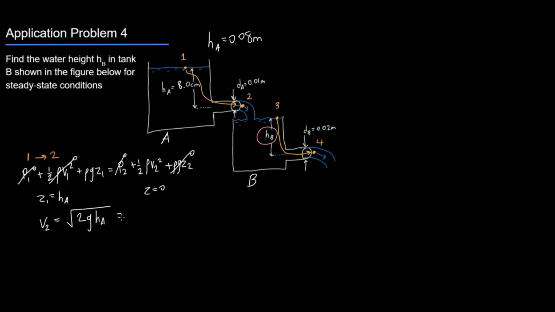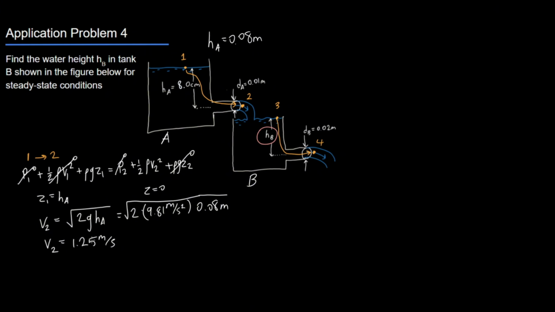Very simple. And so we will plug in our values, 2 times 9.81 meters per second squared. Here, notice how we're using gravity in meters, and so we need to convert HA to meters. And so this quantity will be times 0.08 meters. This yields V2 as 1.25 meters per second.